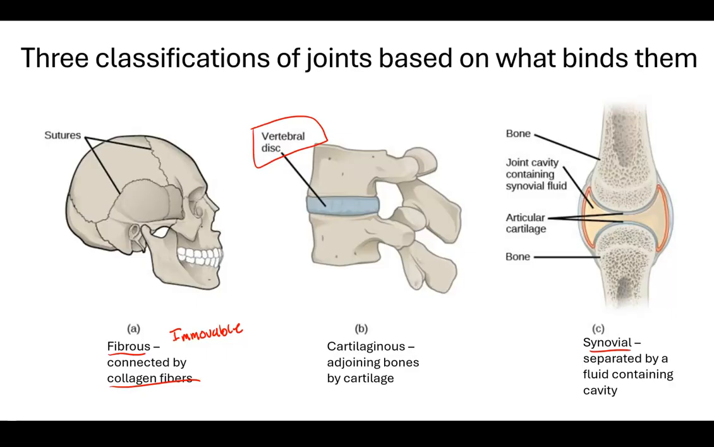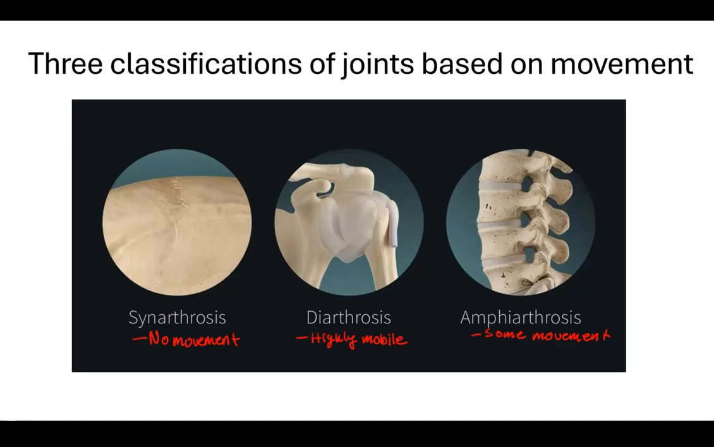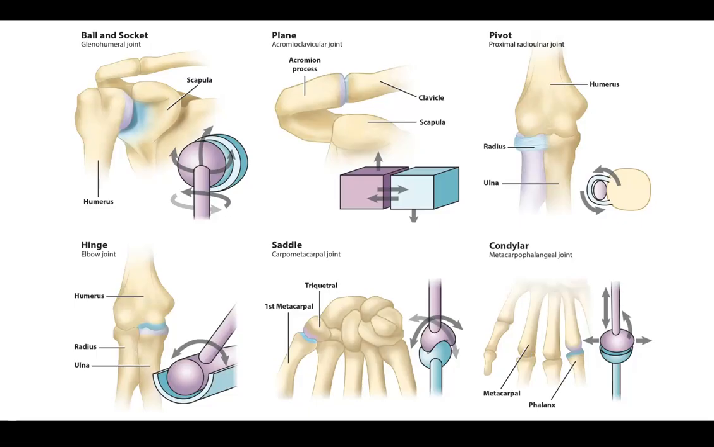But again, in each of these areas, we have the type of joint that we would want in this area to allow the kinds of movement, right? We want a high amount of movement in some areas, and we want little or no movement in other areas. So we can classify joints based on the way two bones are bound to each other, whether that's fibrous, cartilaginous, or synovial, and also the kind of movement allowed at that joint: no movement, some movement, or a lot of movement. Synarthrosis, amphiarthrosis, and diarthrosis.